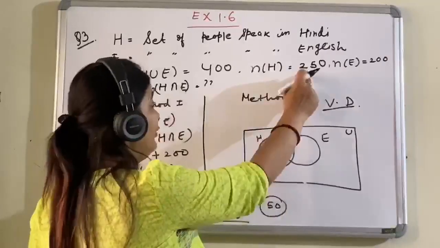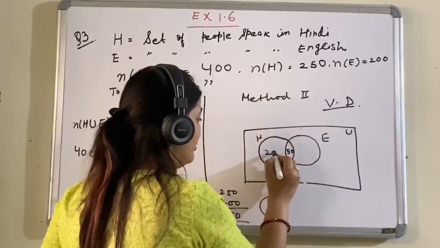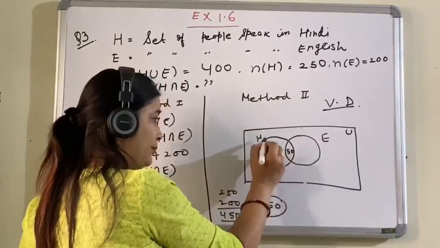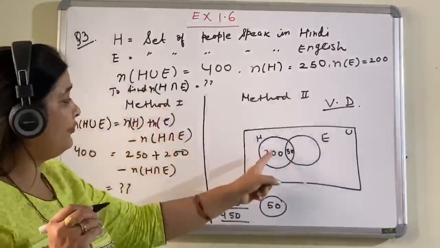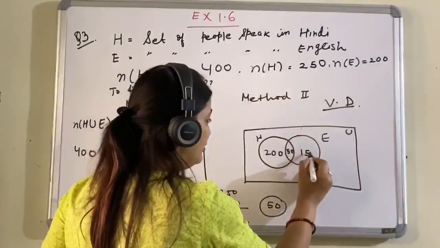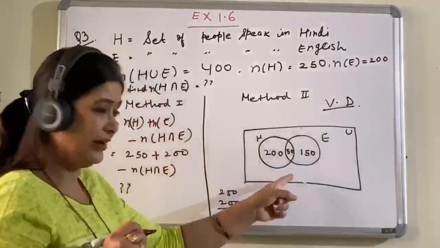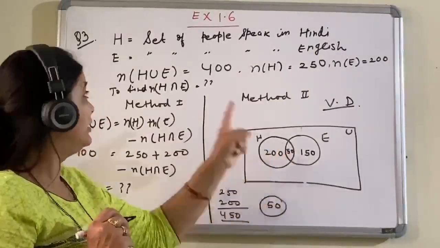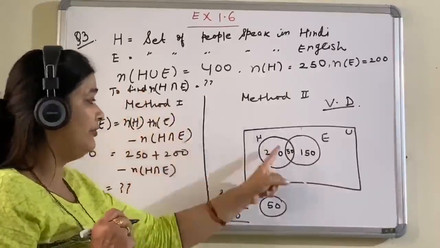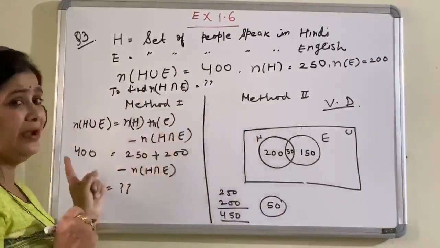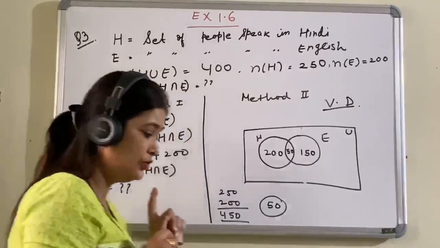How many are in Hindi only? It is 200. So in the set of Hindi people, there are 250 people, and how many in English only? 150. So the common people, who can speak both Hindi and English, will be 50. You can do it by Venn diagram or by formula. Now next question.